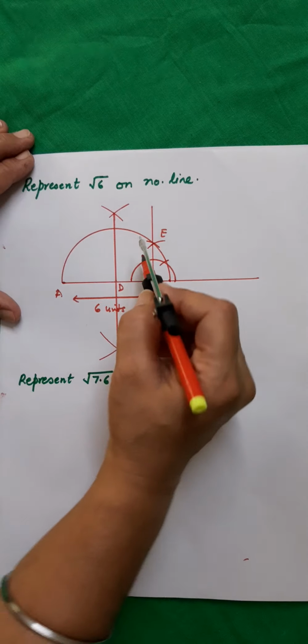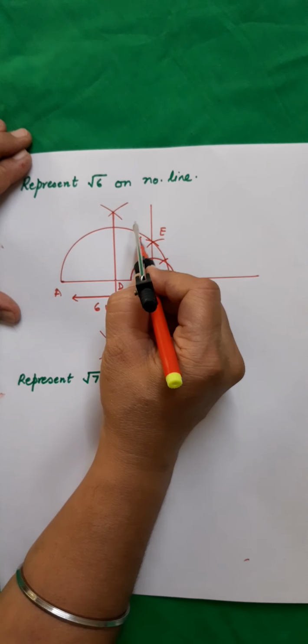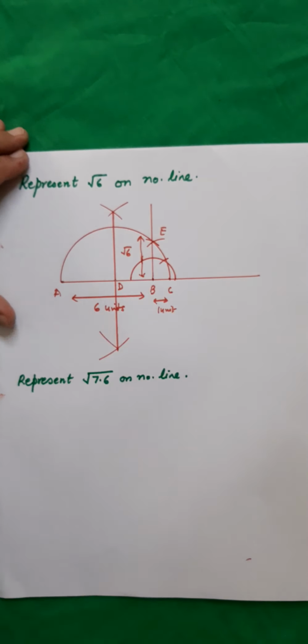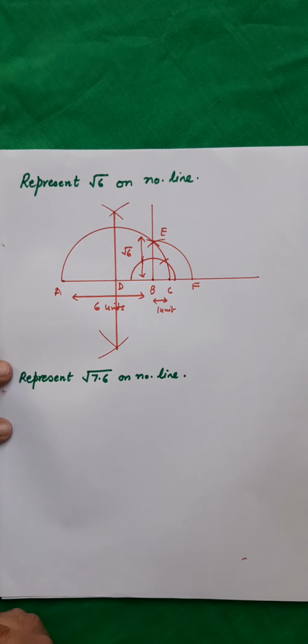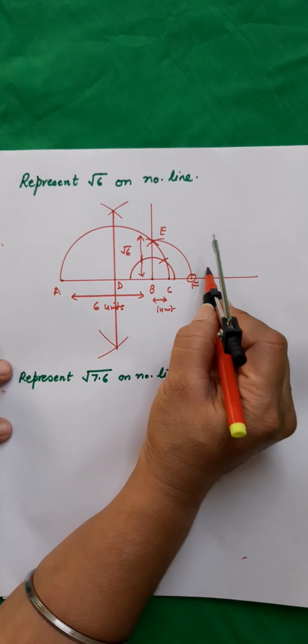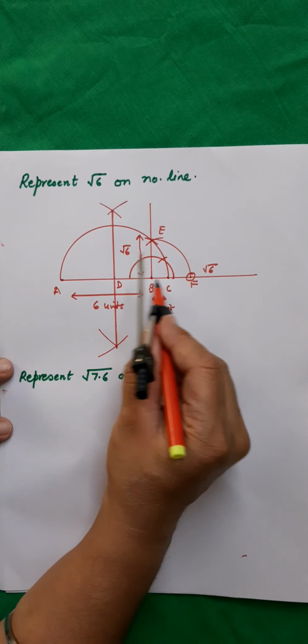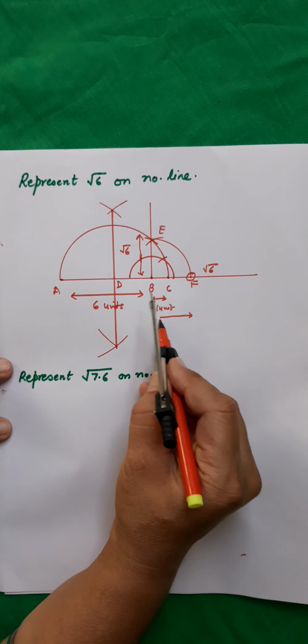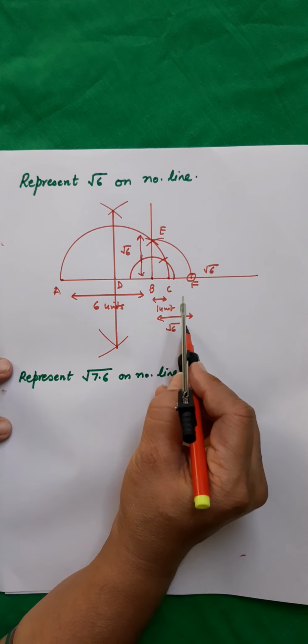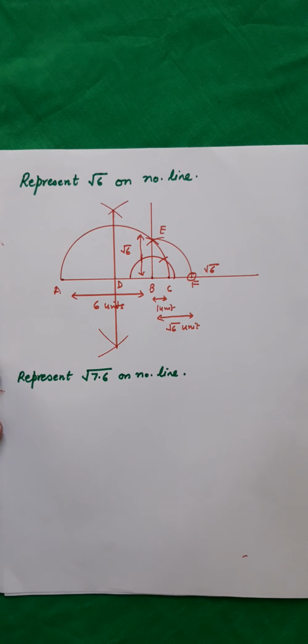This distance BE is root 6, but I want this root 6 on the number line. So what will I do? I will open my compass equal to BE and mark it on the number line that you have drawn. Make this point as F. This point is called root 6. And the distance BF is called root 6 units.